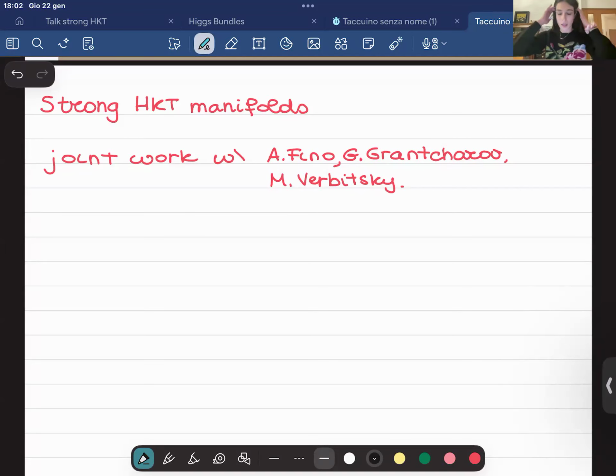So today I will say something about strong HKT manifolds, in a joint paper with Anna Fino, Gueo Grantcharov, and Misha Verbitsky. Two of them are connected, so for a hard question, pass to them.